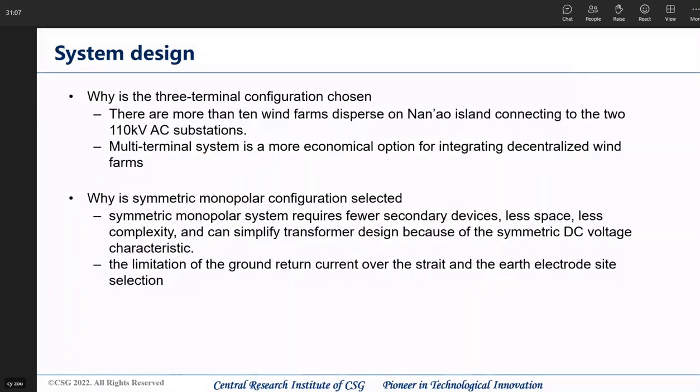There are more than 10 wind farms dispersed on Nan'ao Island connecting to the 2 110 kilovolt AC substations, and the multi-terminal system is a more economical option for integrating decentralized wind farms. We chose the symmetric monopolar configuration because it requires fewer secondary devices, less space, less complexity, and can simplify transformer design. The capacity of the system is small. Because it is a monopolar system, the reliability is relatively low, but the reliability of the system is acceptable.